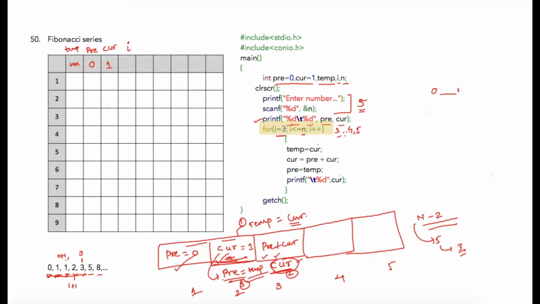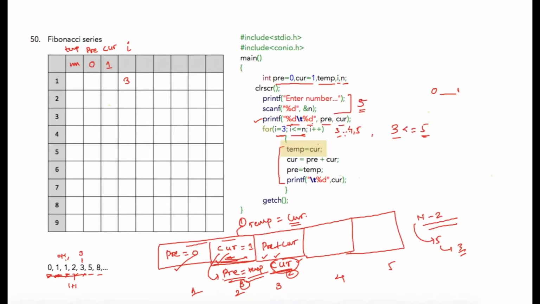I am initializing it to 3, so i will be 3 in the first iteration. Then the condition will be checked as 3 less than or equal to 5, because i is equal to 3 and n, which was user's input, is 5. So condition is true, so compiler will start executing this block.